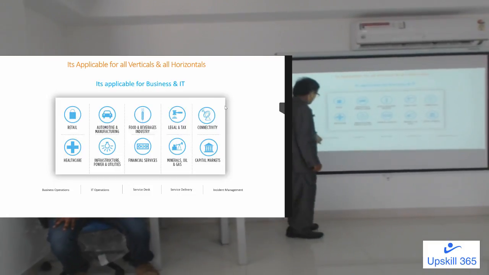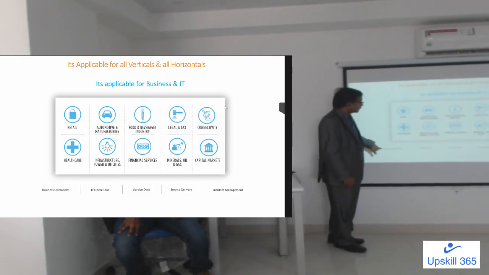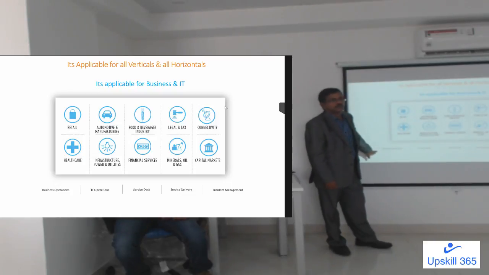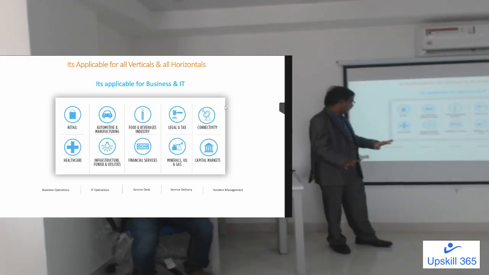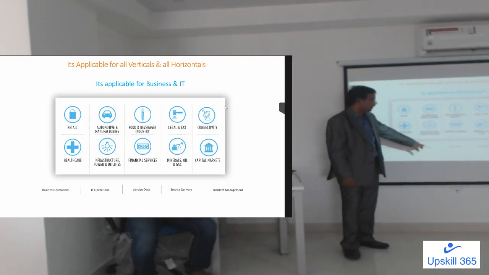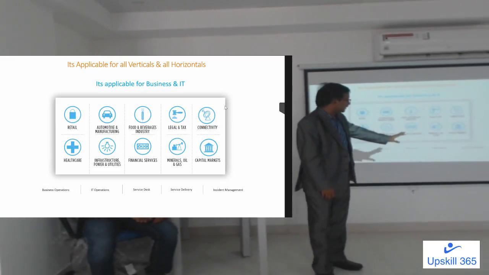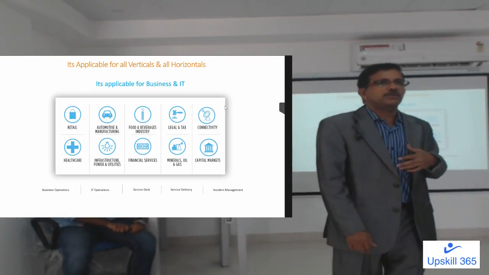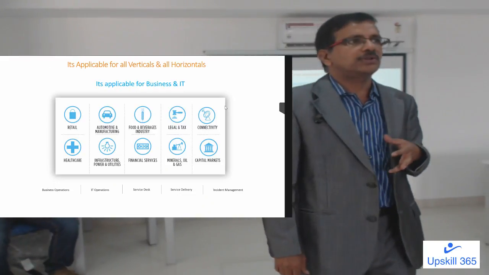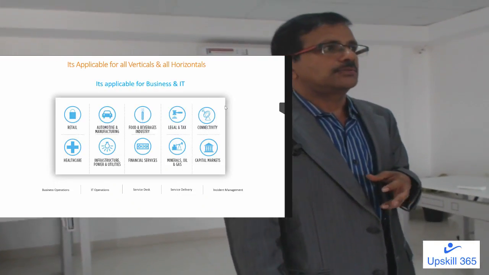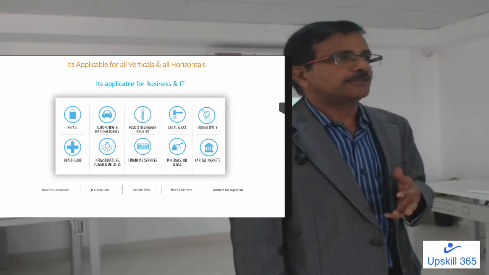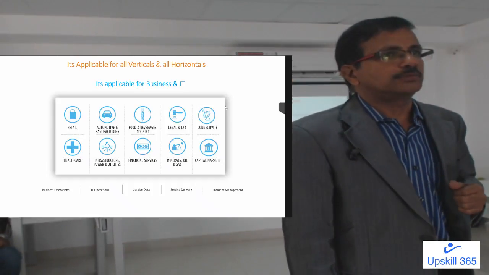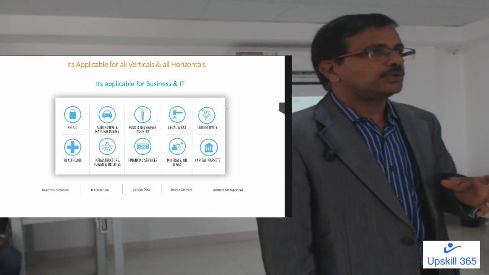And if you look here, these are the best areas for RPA: business operations, IT operations, service delivery, and incident management. In these areas, there will be more and more repeatable tasks, and these are all high volume. So there will be huge volumes.